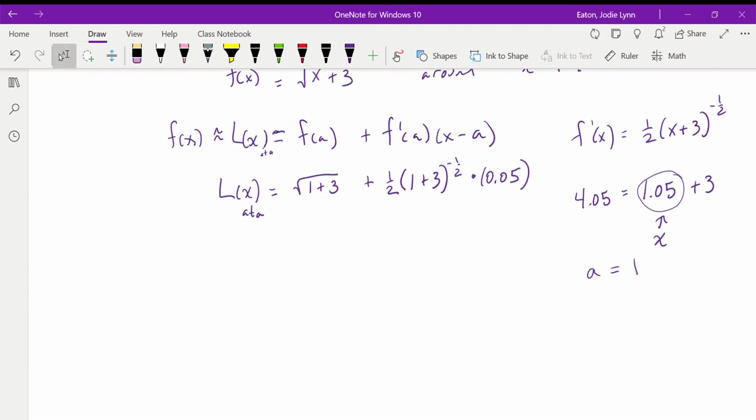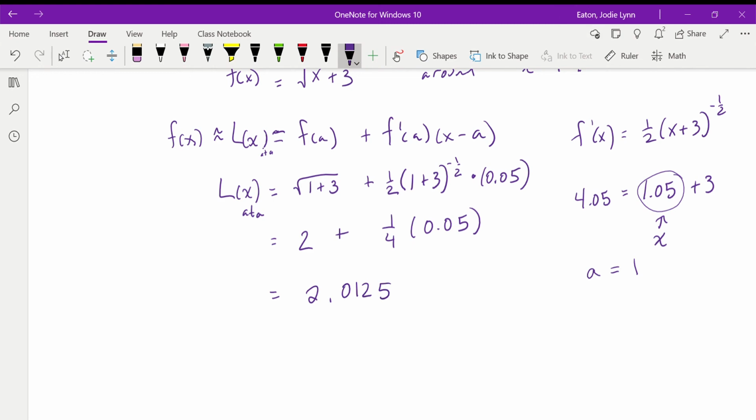So here we get, this is equal to 2 plus 1/2 times 2 to the negative 1/2, which gives us 1/4 times 0.05. And a quarter of 0.05 is 0.125. Think of it as 50, so it's 12.5. So this is 2.0125, and that's something that someone could have done in their head.